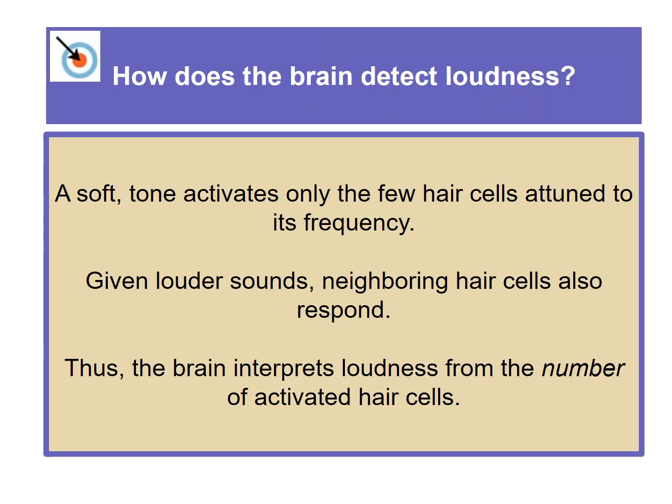How does the brain detect loudness? So a soft tone activates only the few hair cells attuned to its frequency. Given louder sounds, however, neighboring hair cells also respond. So the brain interprets loudness from the number of activated hair cells. If you have like a head of hair moving around, not literally a head of hair, but a lot of nerve hair cells moving, that means it's a loud sound.